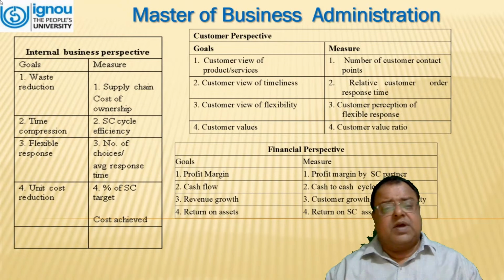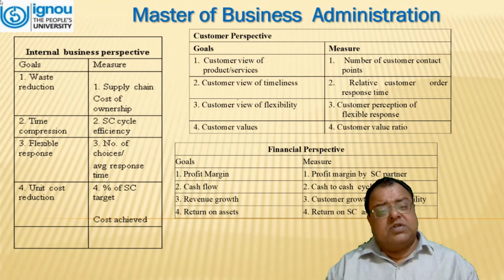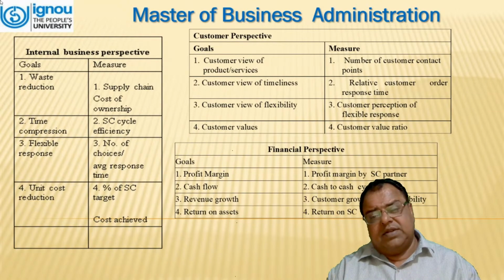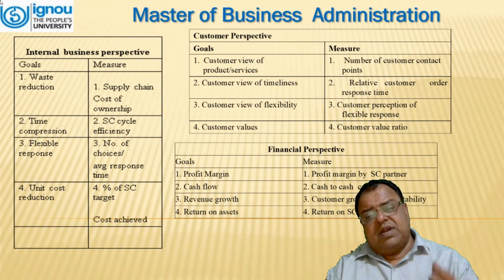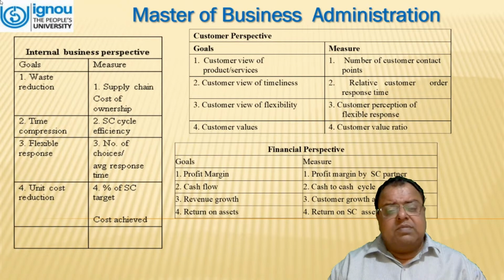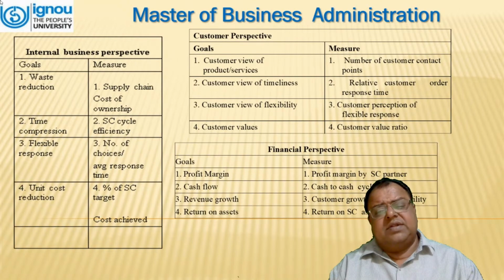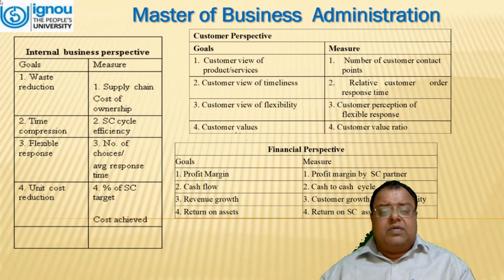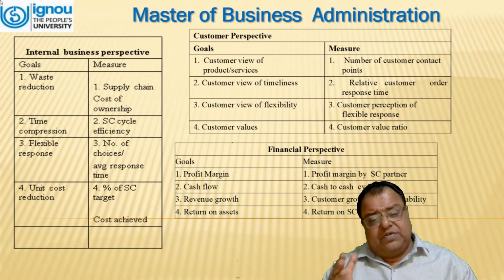And if we talk about the customer's perspective, in terms of goals and measures, the customer's view of point of service can be addressed as the number of customer contact points. Customer's view of timeliness, that means the relative customer order response time between first and second, second and third, and so on. Customer's view of flexibility, that is the customer's perception of flexible response. And the fourth one is customer value.